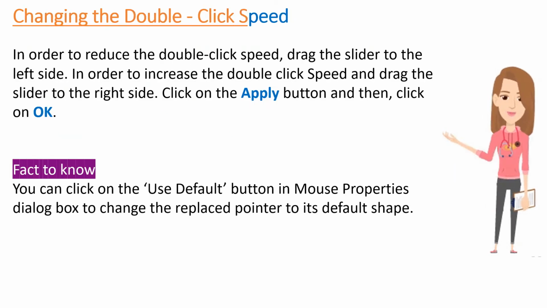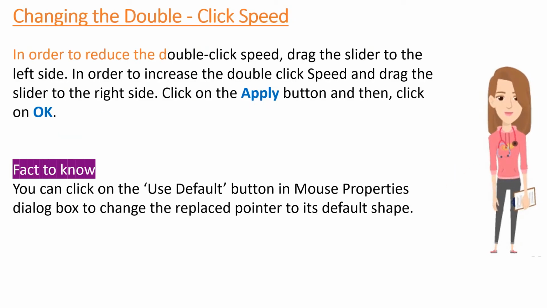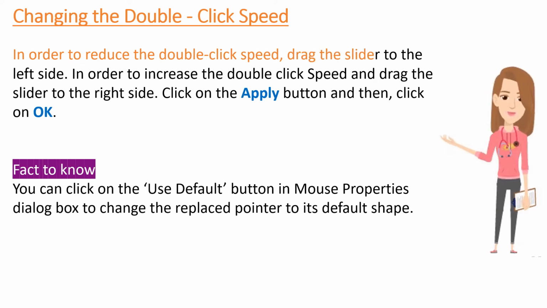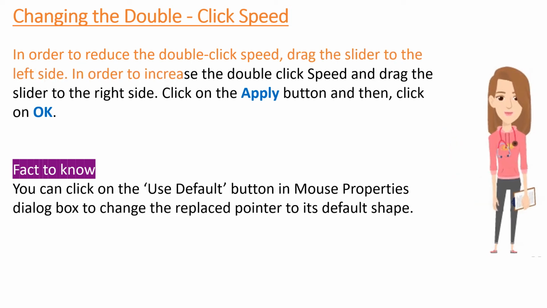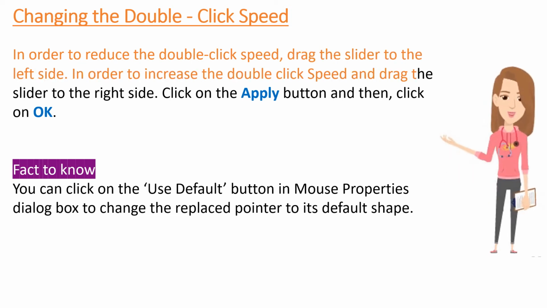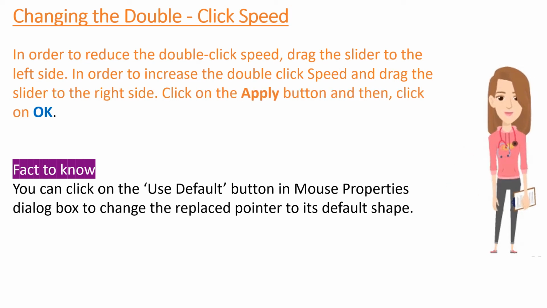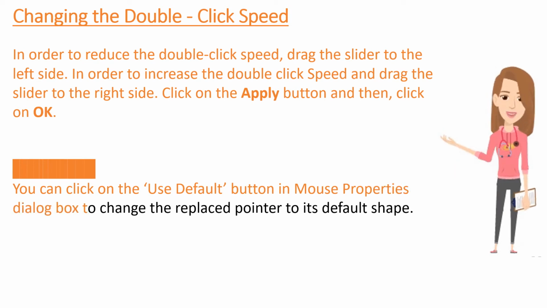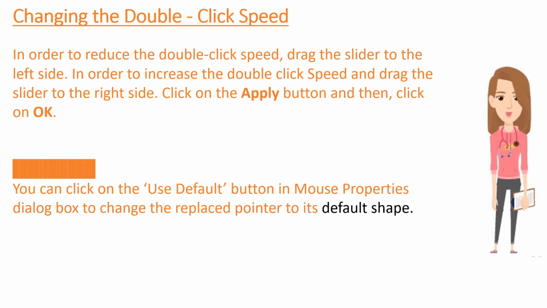Changing the double click speed. In order to reduce the double click speed, drag the slider to the left side. In order to increase the double click speed, drag the slider to the right side. Click on the apply button and then click on OK. Fact to know: you can click on the use default button in the mouse properties dialog box to change the replaced pointer to its default shape.